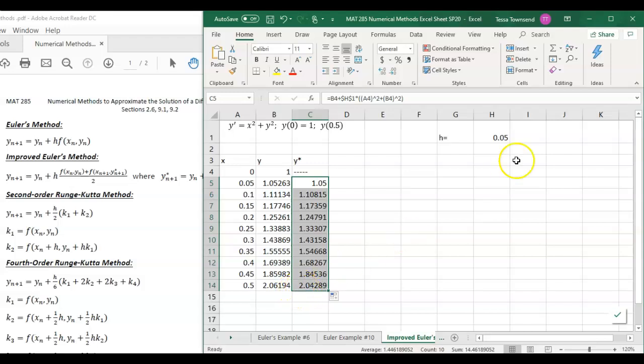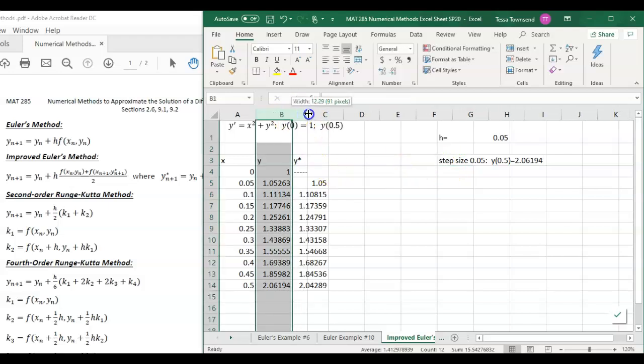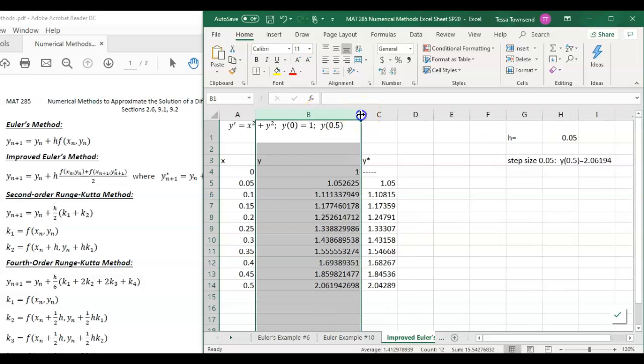So you can see at a step size of 0.05, we got the value 2.06149. Your final answer will be in the Y column, not the Y star column. And if we needed more decimal places, we could highlight this and move that out, and it will give you quite a few decimal places.